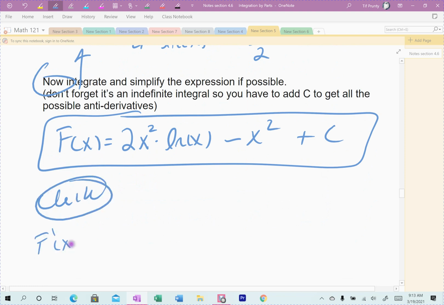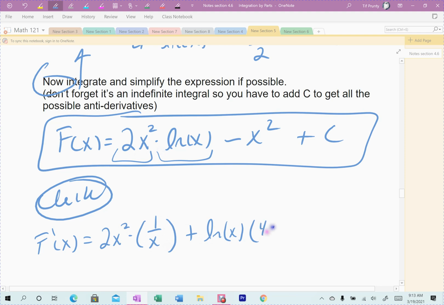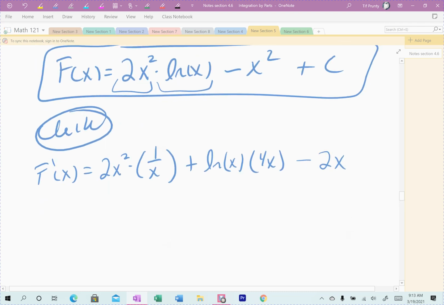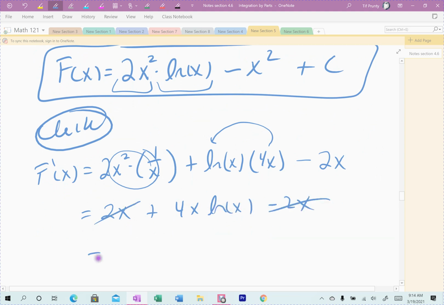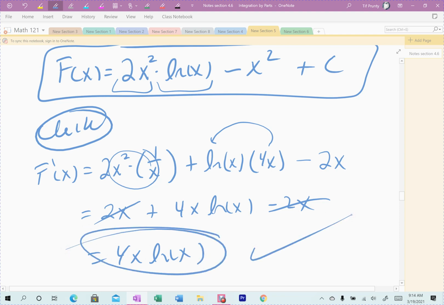Alright, when I take the derivative of that, I do have to use the product rule here. So 2x squared times the derivative of natural log, which is 1 over x, plus the natural log of x times the derivative of 2x squared, which is my 4x, minus the derivative of x squared, which is 2x. The c constant cancels out. Simplify here, and that simplifies to 2x, plus 4x natural log of x, minus 2x. Well, the 2x's cancel. And there's my original expression, and it checks.